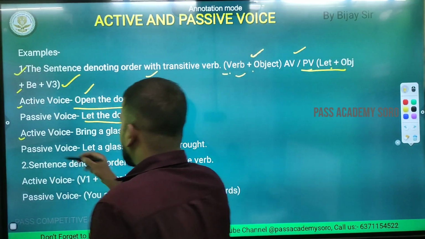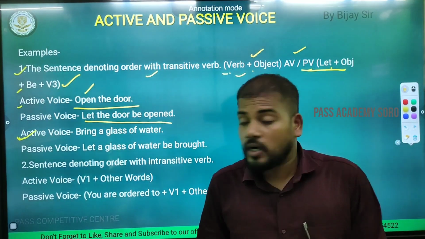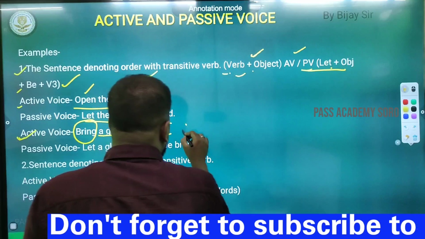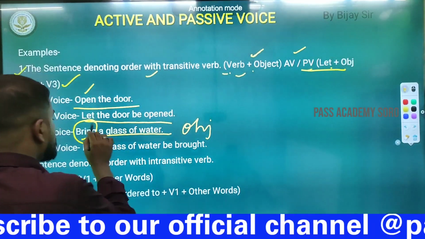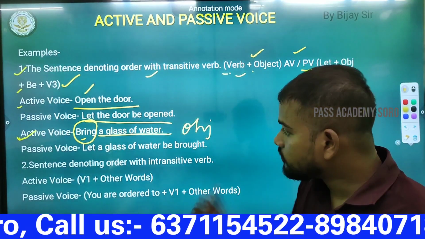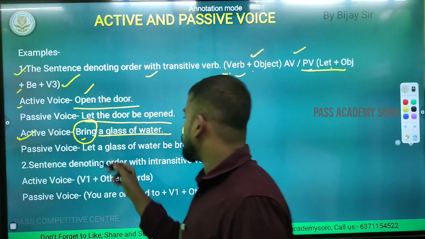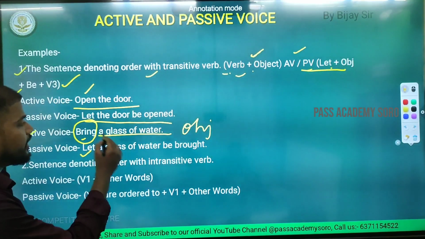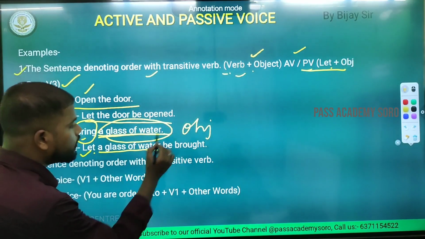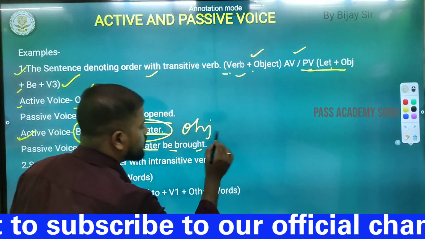Look at another example, dear student: bring a glass of water. Here bring is the verb, and a glass of water is the object. So bring is a transitive verb. According to the rule, we have to use let. So we use let, and this one the object: let a glass of water, and we will use be. Then the third form of bring, that is brought.